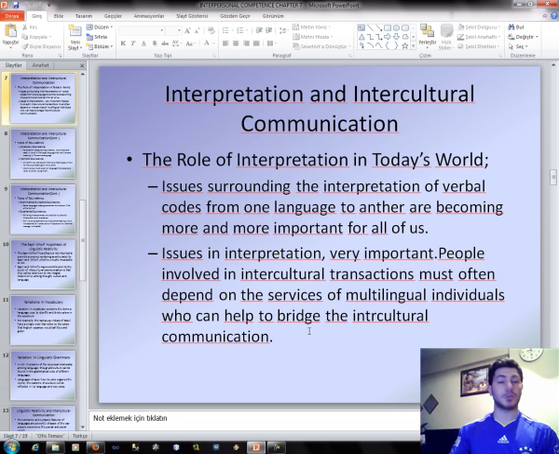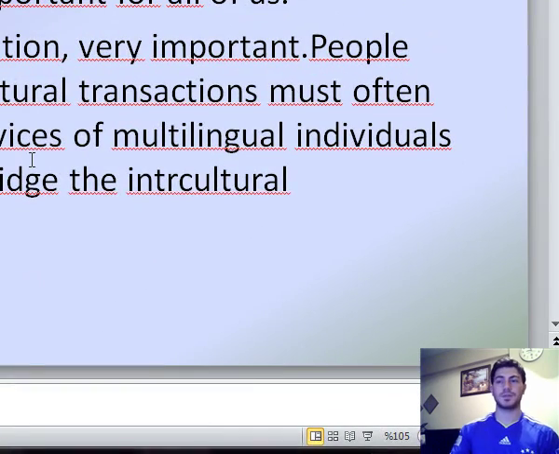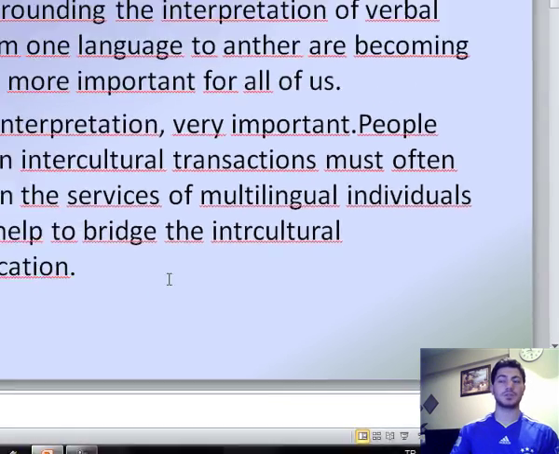Interpretation and intercultural communication. First, the role of interpretation in today's world. Issues surrounding the interpretation of verbal codes from one language to another become more and more important for all of us. People involved in intercultural transactions most often depend on the services of multilingual individuals who can help to bridge the intercultural communication.